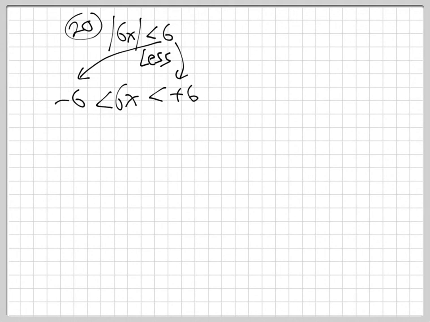So now, let's finish from there. What do we do from there to get x alone? X is saying I want to be alone. Divide through by 6, right? And then, this is negative 1, this is positive 1. There's our answer. How do you write that as an interval? Parenthesis, negative 1, positive 1, huh? It's all the numbers between negative 1 and positive 1.